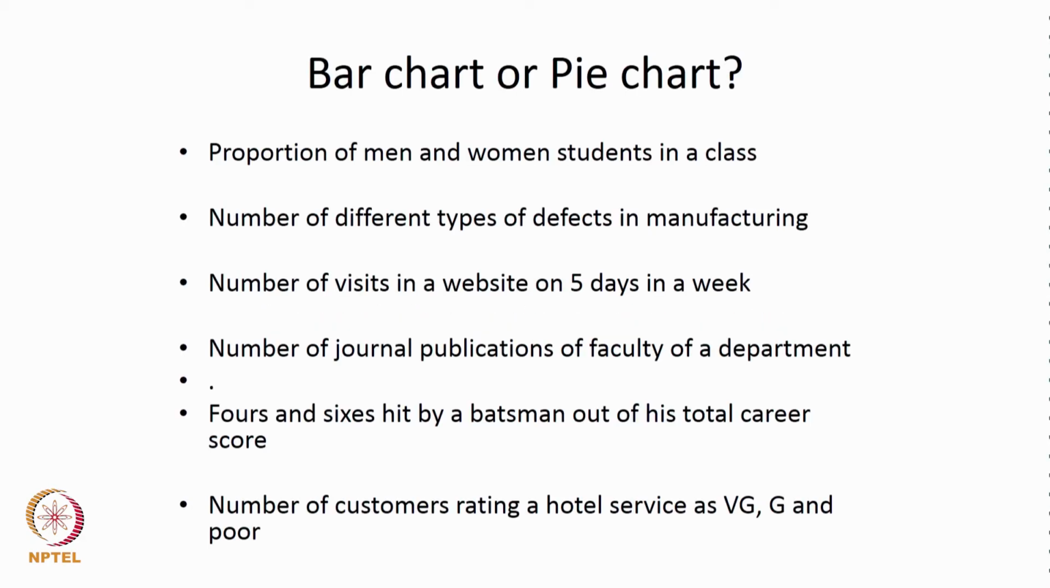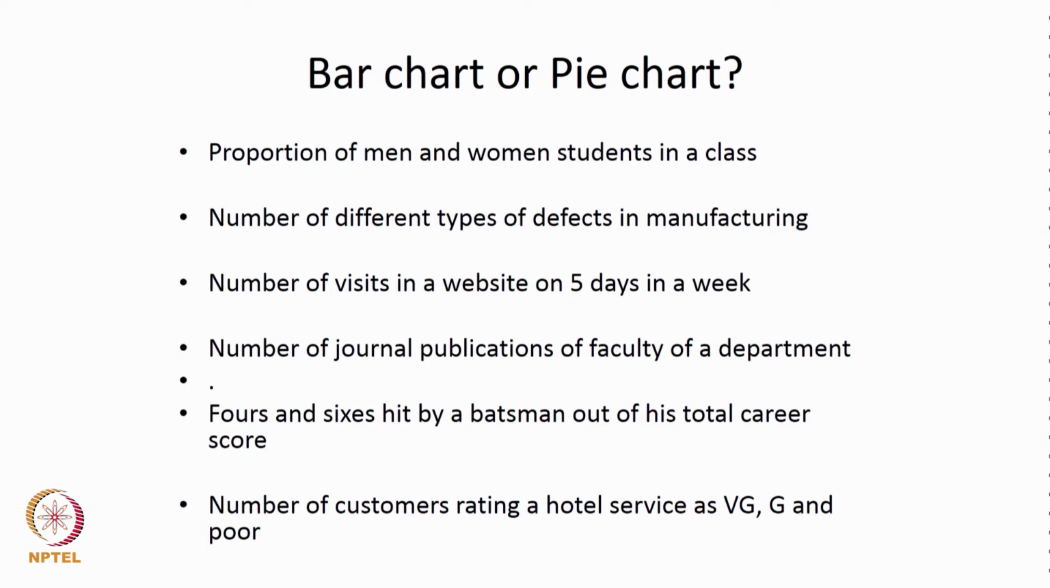So, we will now get back to the pie chart and bar chart examples and look at situations and try to answer questions whether something can be told as a bar chart or told as a pie chart. Proportion of men and women students in class, number of different types of defects in manufacturing, number of visits in a website 5 days in a week, number of publications of faculty, 4s and 6s hit by a batsman out of his total career score, number of customers rating a hotel service.